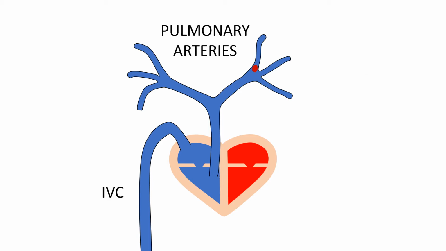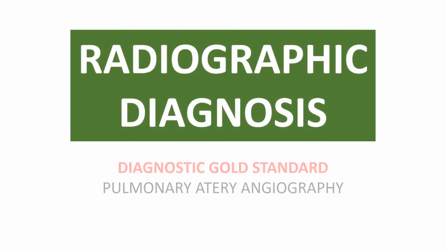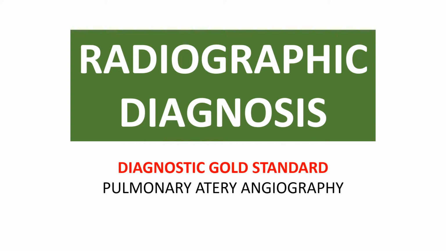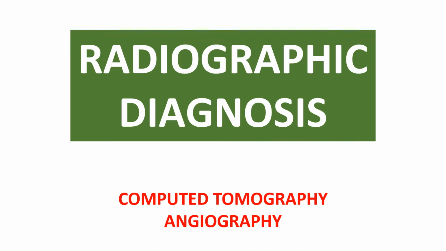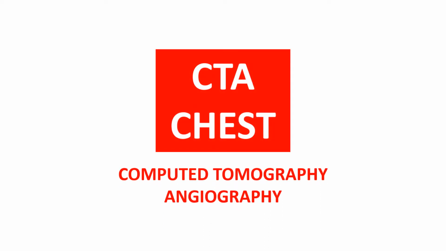The diagnosis of a pulmonary embolism is a radiographic diagnosis. The gold standard is pulmonary artery angiography. This has almost entirely been replaced by CT angiography, and they're ordered as a CTA chest. It's very important to order it as a PE protocol because there are other vascular systems that can be imaged within the chest, such as the aorta as well as the pulmonary veins.